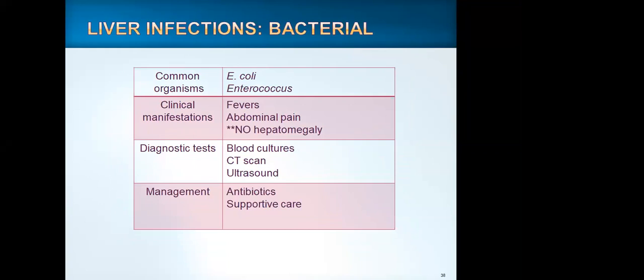The next is about the bacterial. So E. coli and Enterococcus will affect the liver. Again here fever will be there, abdominal pain, and there won't be much hepatomegaly compared to fungal and viral. Blood cultures will help with diagnosis. We'll do the blood cultures, CT scan, and ultrasound. And then for this also antibiotic and supportive therapies are important.